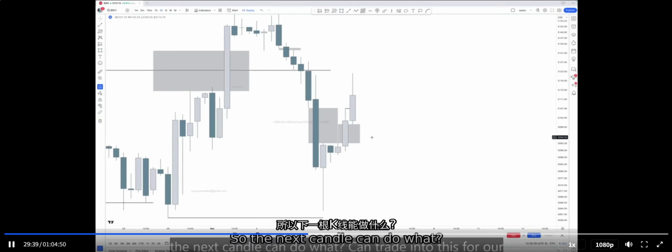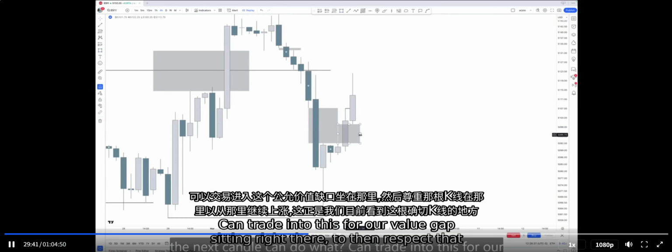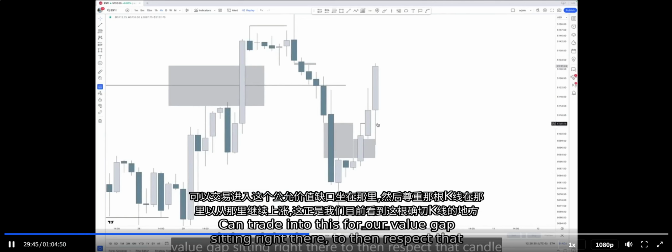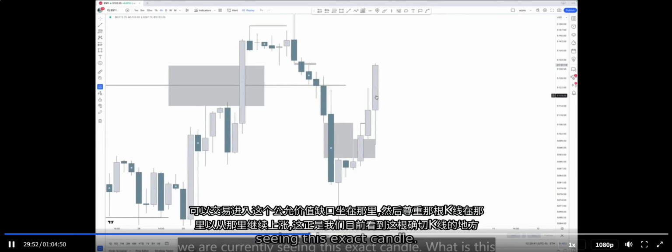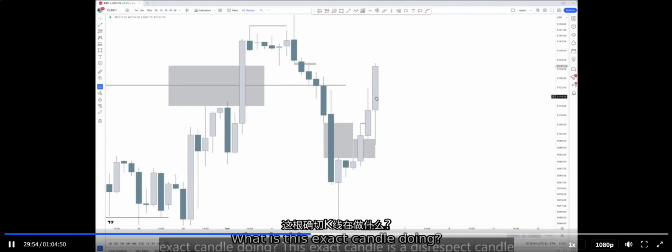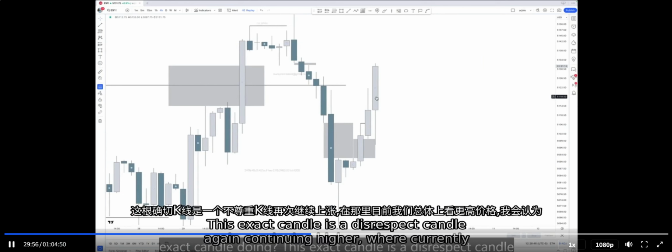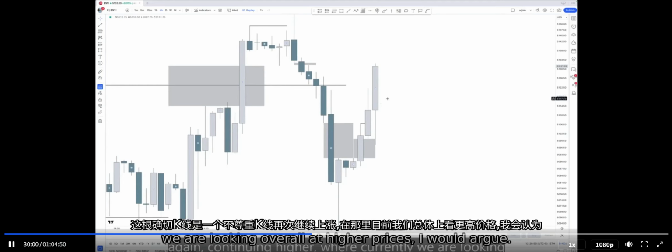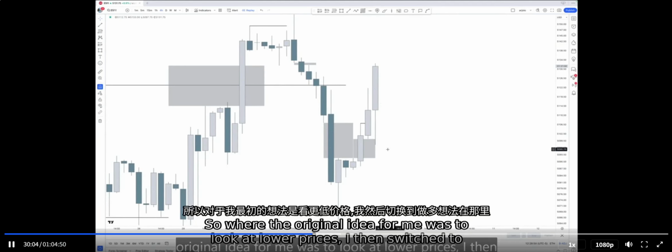So the next candle can do what? It can trade into this 4-hour value gap sitting right there, to then respect that candle right there and continue higher off of that, which is where we are currently seeing this exact candle. What is this exact candle doing? This exact candle is a disrespect candle, again continuing higher, where currently we are looking overall at higher prices, I would argue. So where the original idea for me was to look at lower prices, I then switched to long IDs right there.